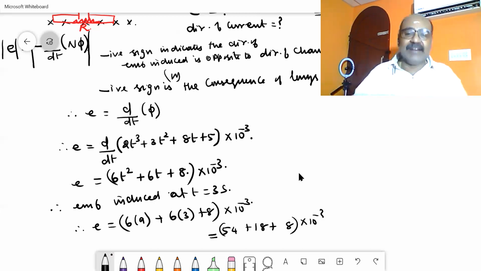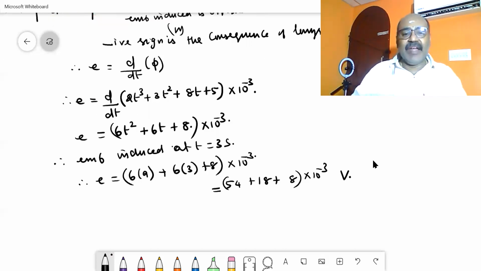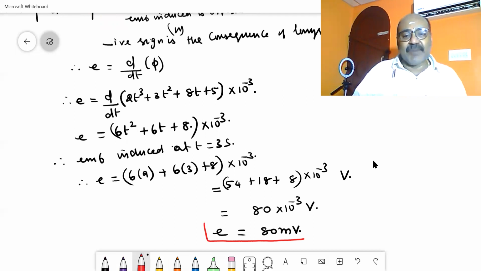The EMF is represented in terms of volt. Adding 54 plus 18 plus 8 gives 80, so 80 into 10 to the power of minus 3 volt, or we can say 80 millivolt is the amount of EMF that was induced. This is the answer to the first part.